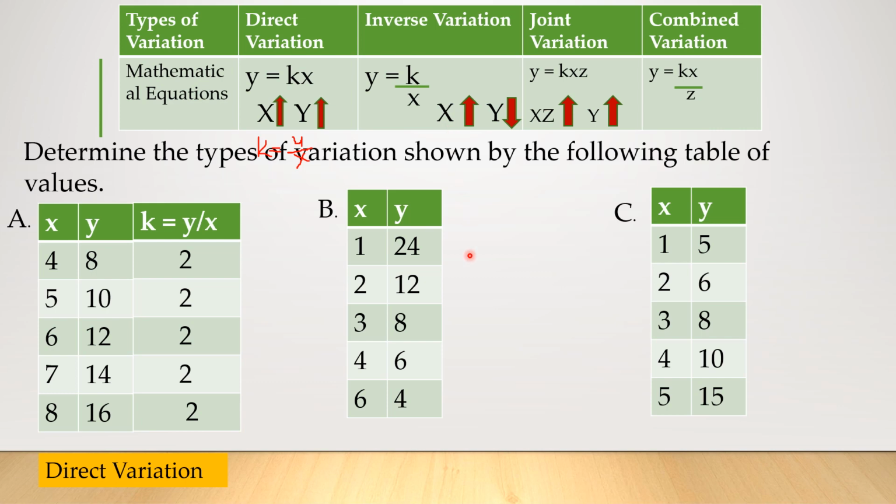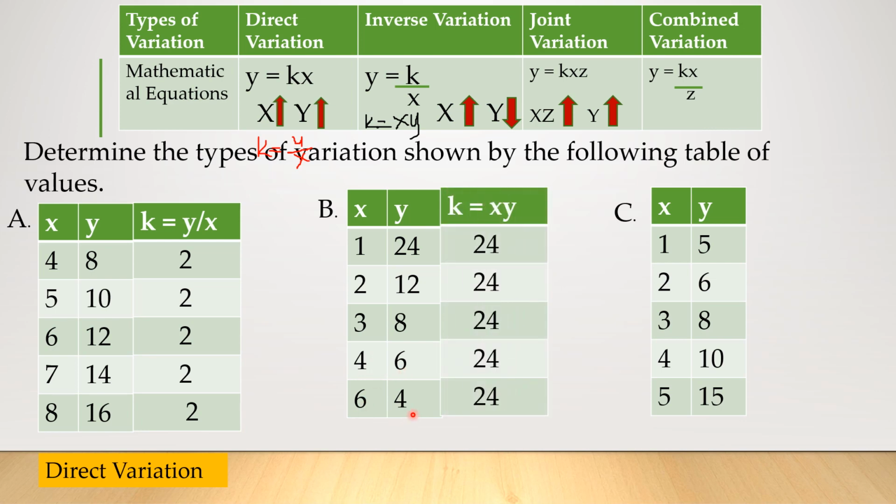Now, another one, you need to check the value of k, or the constant k, which means how to solve for k in here. K is equal to simply multiplying x and y. So multiply now. 1 times 24, that's 24. 2 times 12, 24. 3 times 8, 24. 4 times 6, 24. 6 times 4, 24. Which means the product of x and y is equal to the constant k, which is 24. Which means this is inverse variation.